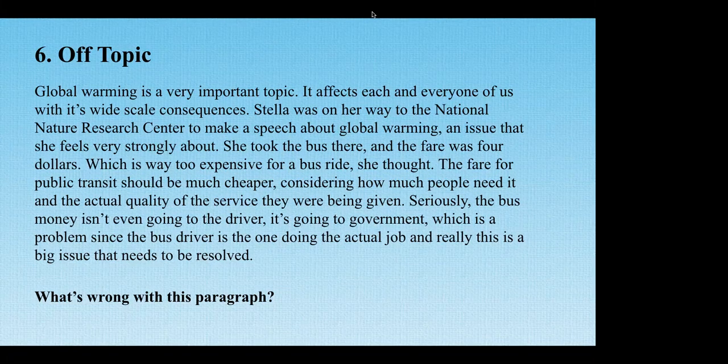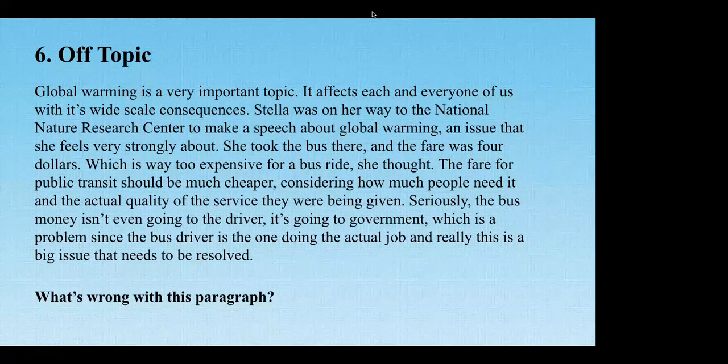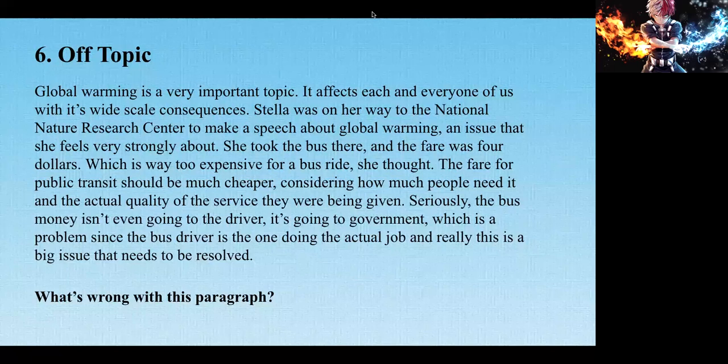What's the problem with this paragraph? It literally turned from global warming to payment. It started turning from global warming. Okay, Stella is going to the National Research Center just to talk about global warming. That's on topic. But sooner or later, she gets on the bus. She gets so mad because a ticket is $4.